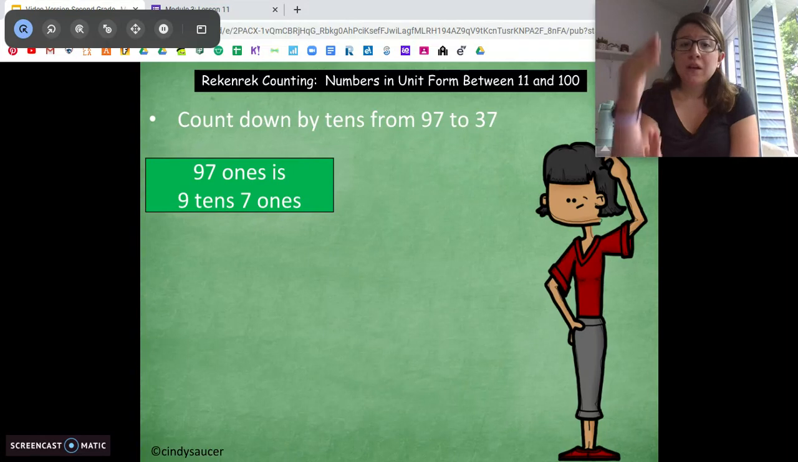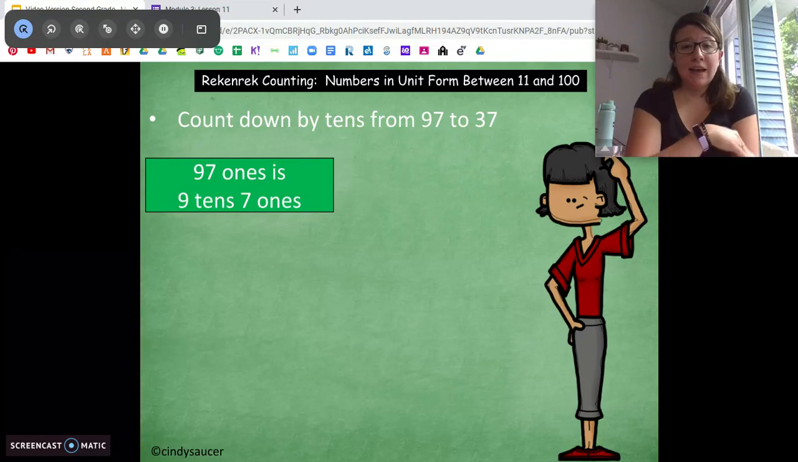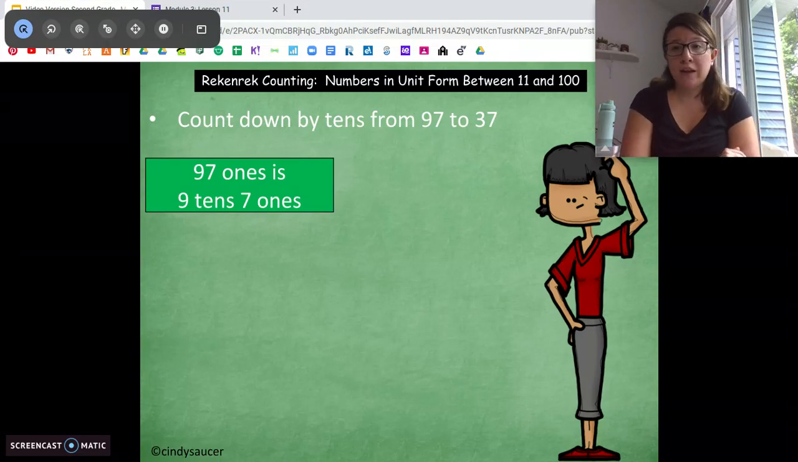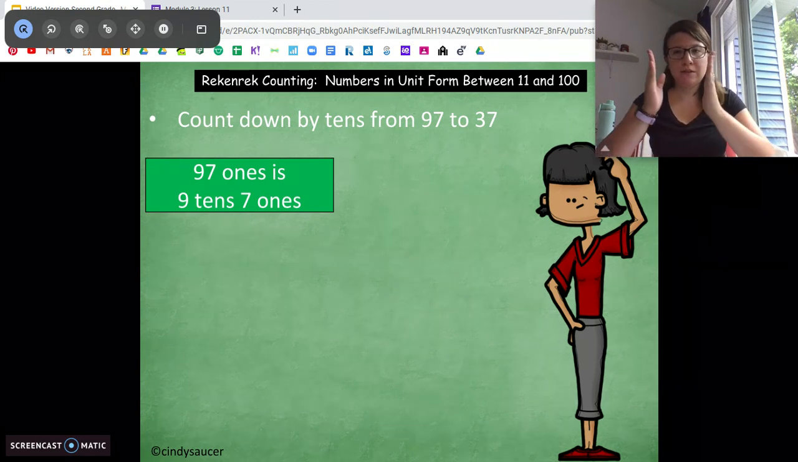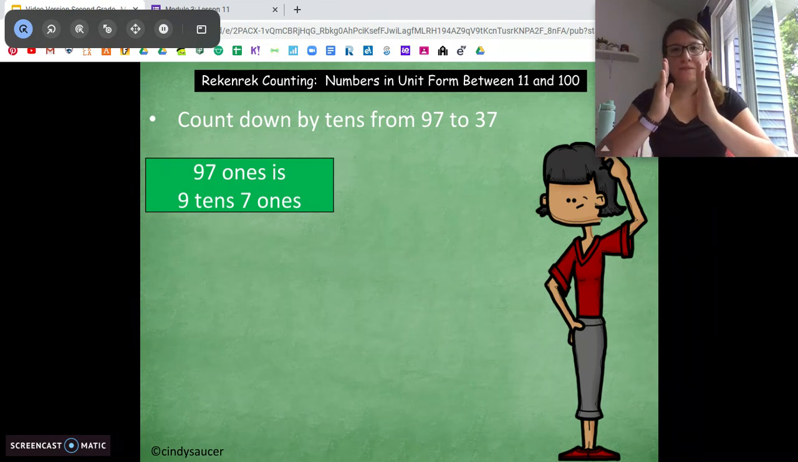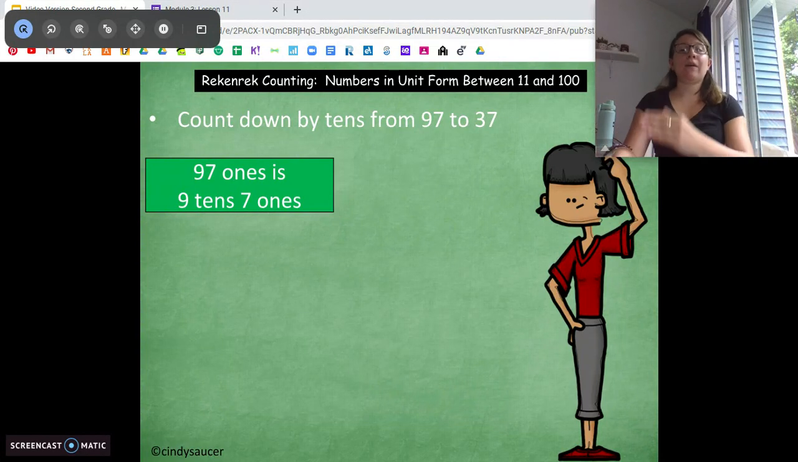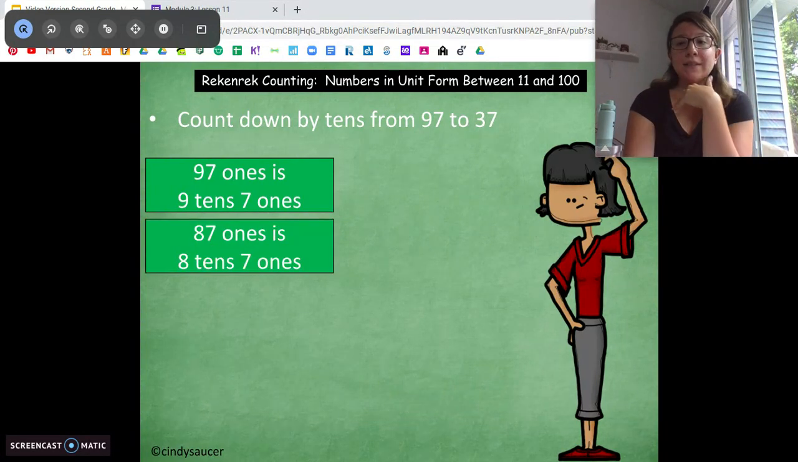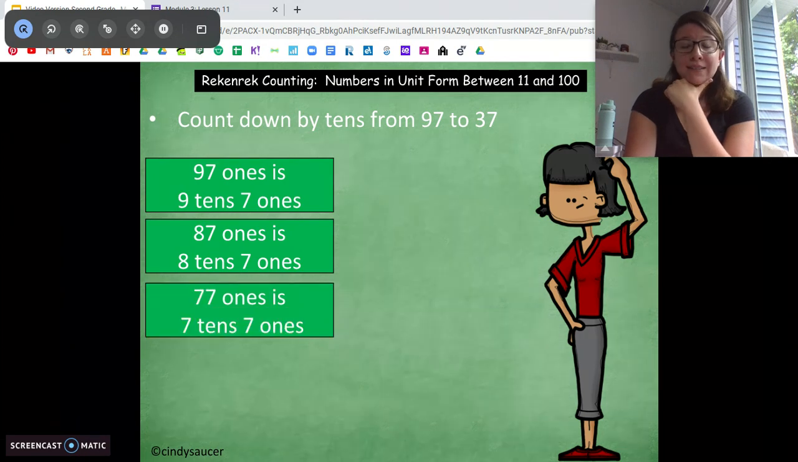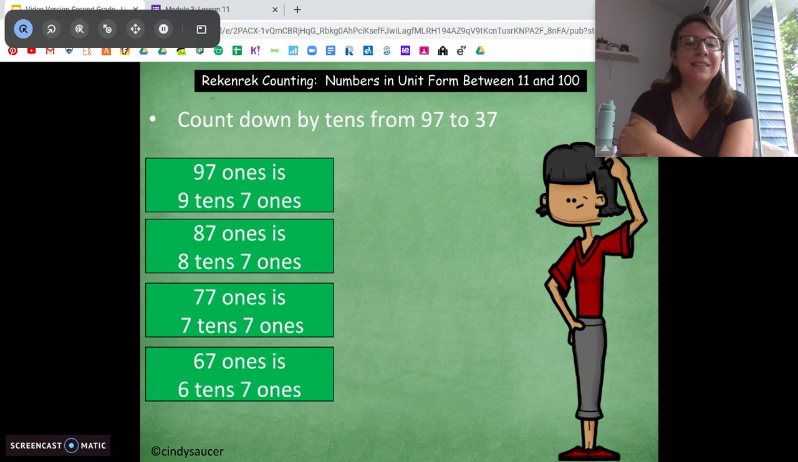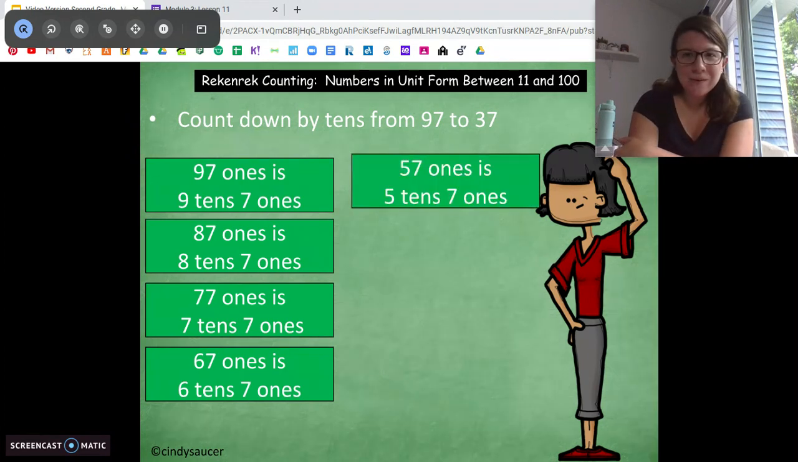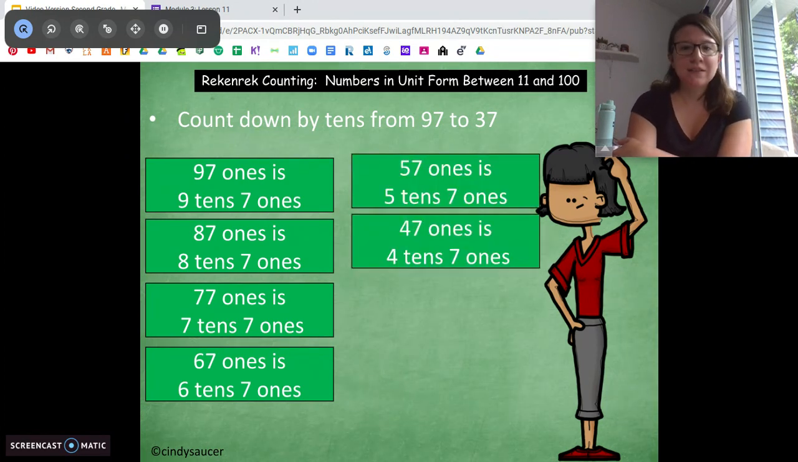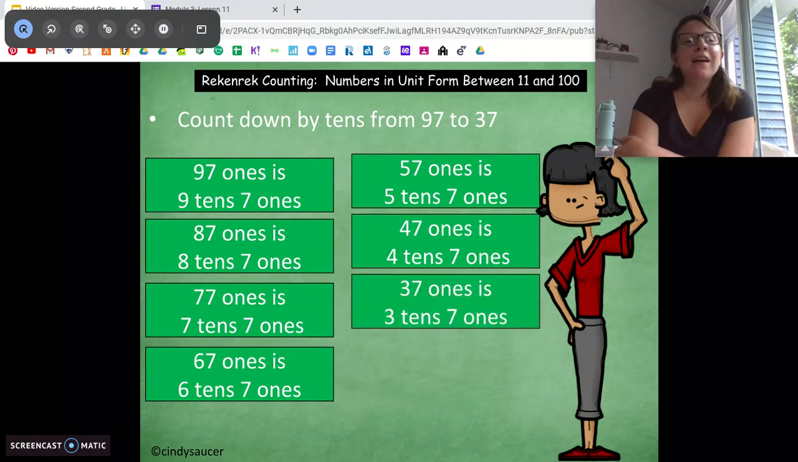Okay, same way. 97 ones is 9 tens, 7 ones. If we're counting by tens, which value is changing? Our tens or our ones? Our tens. Good. Now we're counting backwards. We're going to go to 87 ones, 8 tens, 7 ones. 77 ones, 7 tens, 7 ones. 67 ones, 6 tens, 7 ones. 57 ones, 5 tens, 7 ones. 47 ones, 4 tens, 7 ones. Awesome job. Keep going. 37 ones, 3 tens, 7 ones.